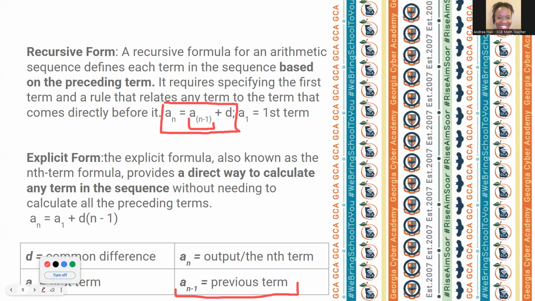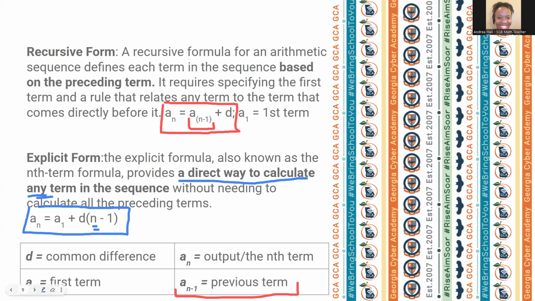That's a recursive formula. The explicit formula, also known as the nth term formula, provides a direct way to calculate any term in the sequence without needing to calculate all the previous terms. And this is the nth term formula. A sub n, which again is your output, kind of like your y, equals A sub 1, which is your first term, plus D, parentheses, n minus 1. N is your nth term. So if you're looking at the first term, the second term, the third term, that's what you put in here for n.